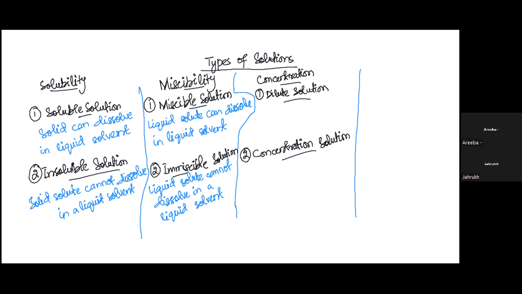Think about it. Coming up with something? No. What about sand? What about sand? Does sand dissolve in water? No. Sand in water for insoluble solution. Right, good. What about miscible solution?